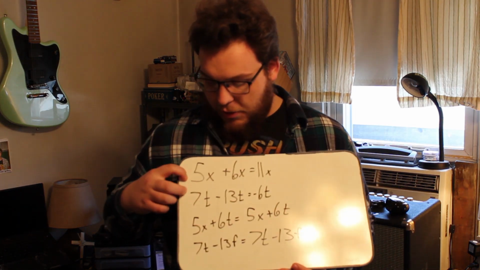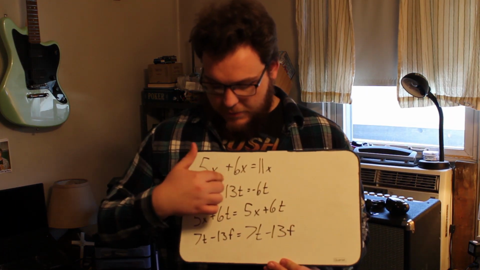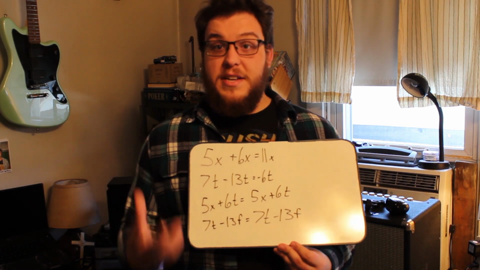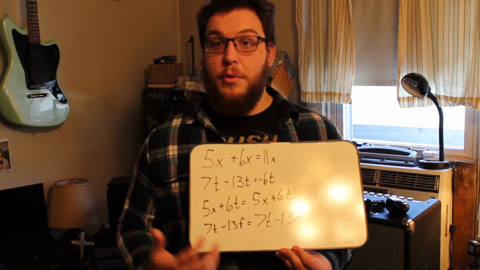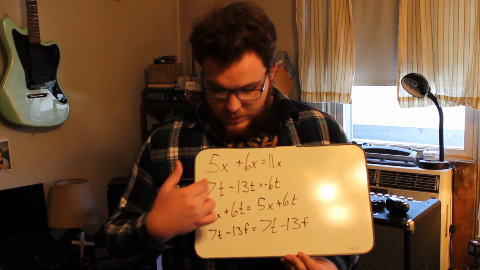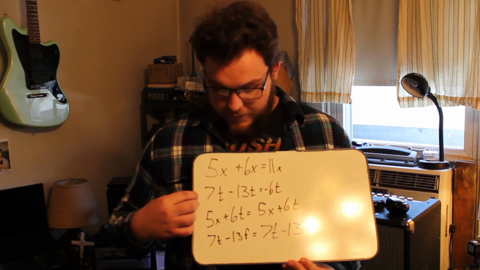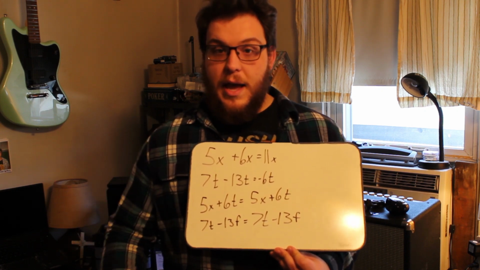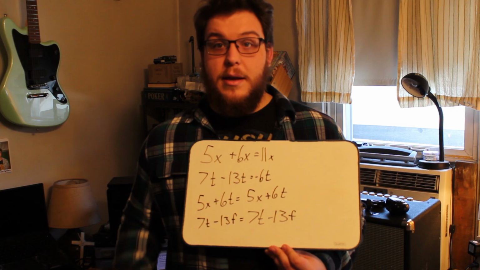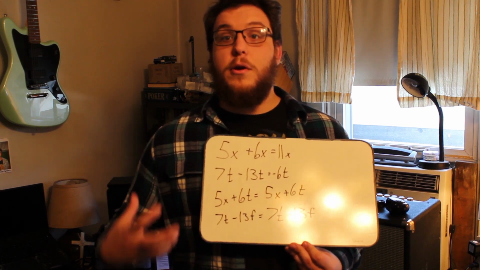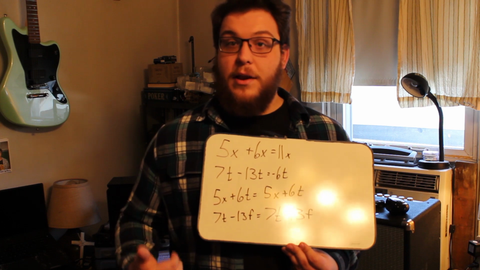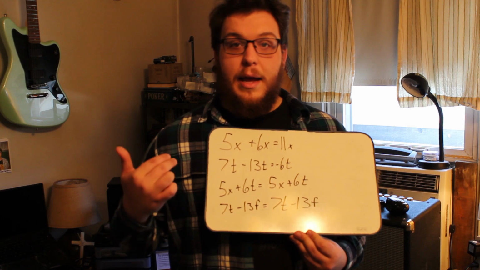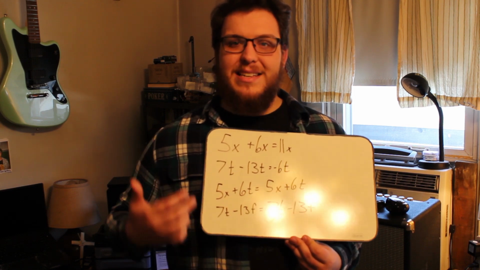If we look at the top two here, we have 5x plus 6x equals 11x. We can combine 5x and 6x with addition because they have the same variable. They're like terms. The same thing with 7t and 13t. We can subtract 13t from 7t and get negative 6t because they have that same variable. When you're combining them, all you're doing is either adding or subtracting that coefficient, that number that's attached to the variable, and then you're leaving the variable as it is.